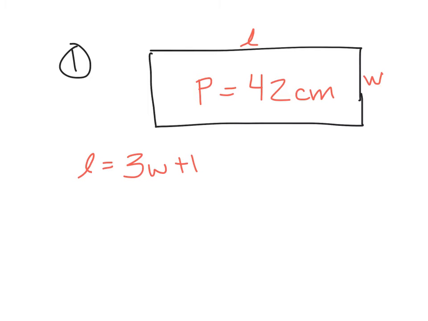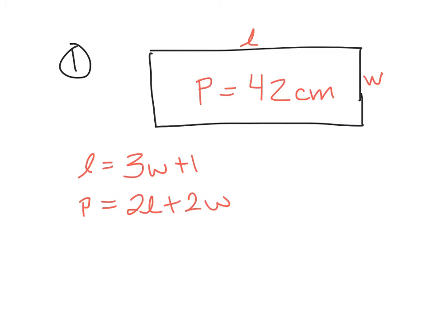Okay, how do you solve for perimeter? Do you guys remember how to solve for perimeter? Yeah, 2 times length plus 2 times width. 2 lengths plus 2 widths. Now, do I have 2 equations?